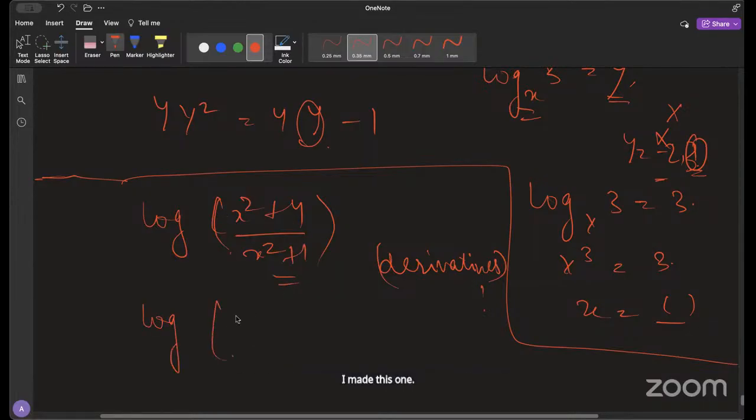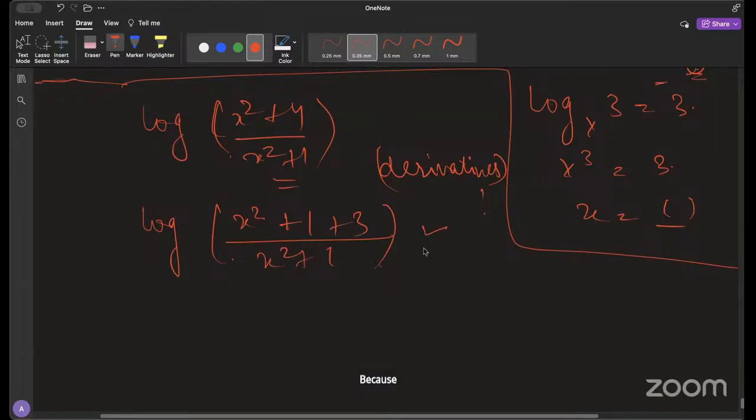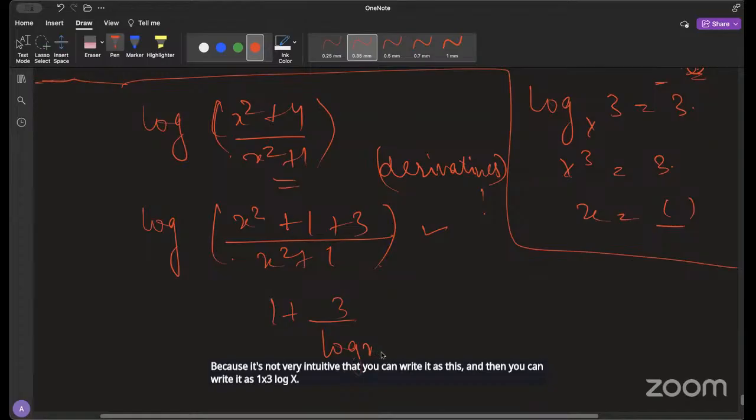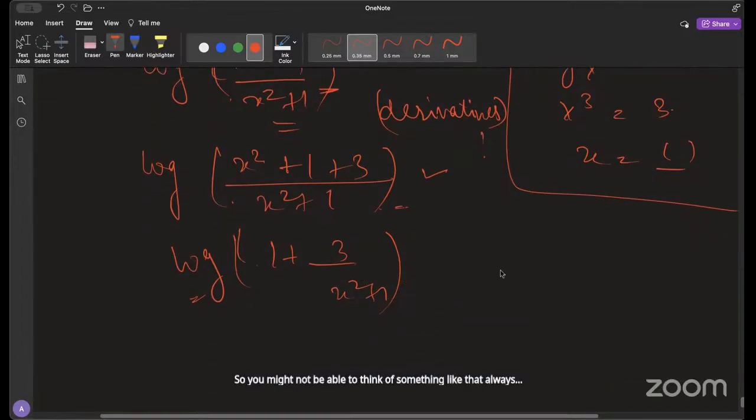Log, you can write it as x square, which is very, see, this is a complicated process. This one is a little complicated because it's not very intuitive that you can write it as this and then as 1 by 3 log x. The calculation that we've done here in the question is not very obvious. So you might not be able to think of something like that always, but if you are able to, then you can just avoid using the derivatives.